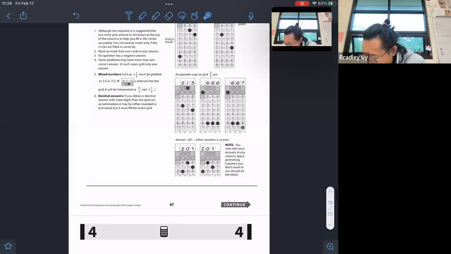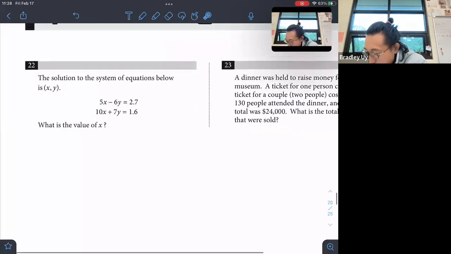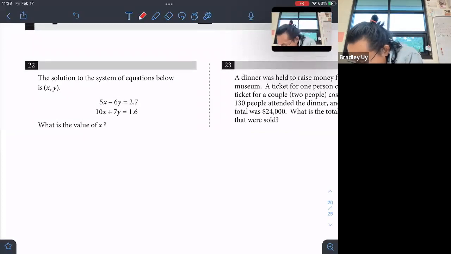And now for the open-ended ones. This is, again, a system of equations. We've talked about a system of equations from this first section. One method to solve a system of equations is elimination. I think this is best suited for elimination because this is in standard form. The x's and y's are aligned.